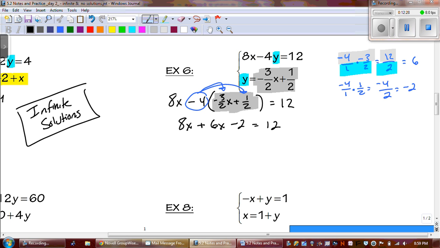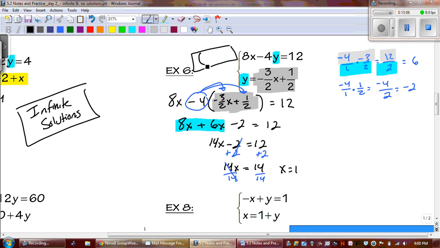All right, so let's go ahead and combine your like terms. 8x plus 6x is 14x minus 2 equals 12. And now we're just solving. So add 2 to both sides. You get 14x equals 14. And then divide by 14. We get x equals 1. Okay?